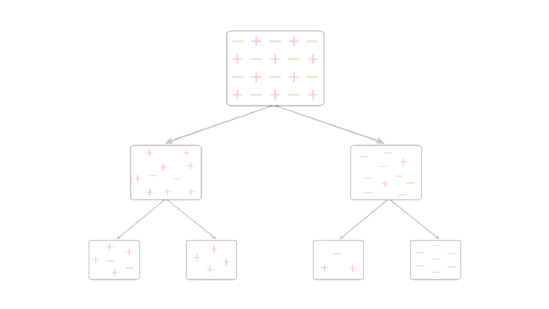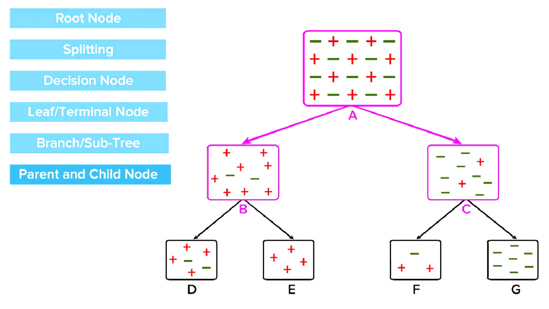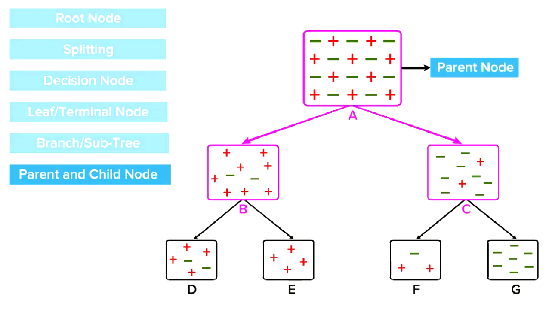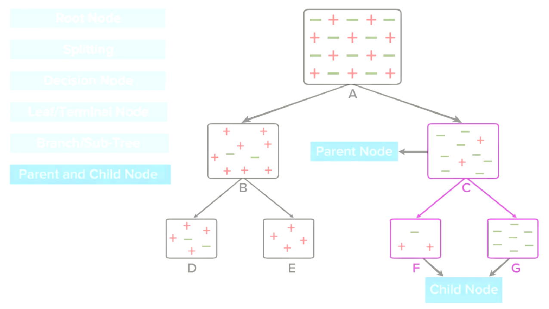Let's say these are the names associated with each node, A, B, C, D and so on in our case. So, if you look at this particular section here, A is the parent node and B and C are the child nodes of A here. Similarly, here B is the parent node and D and E are its child nodes. And in this case, C is the parent node whereas F and G are its child nodes.